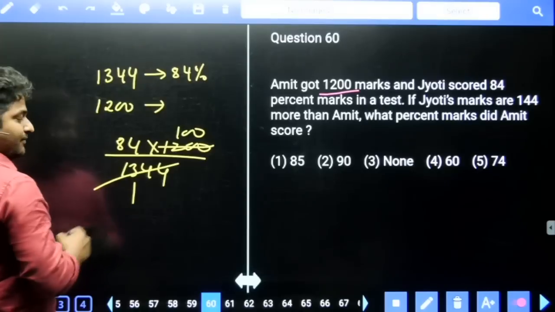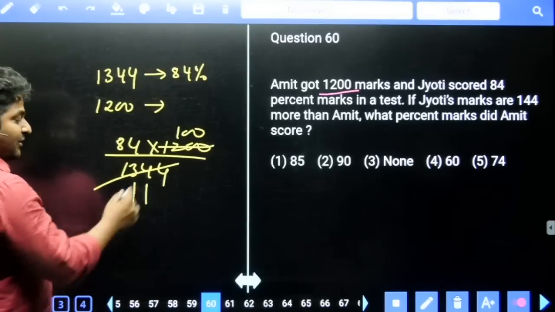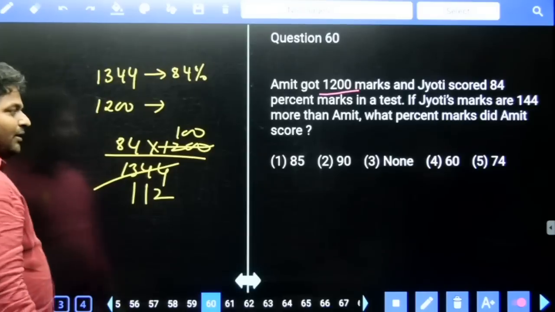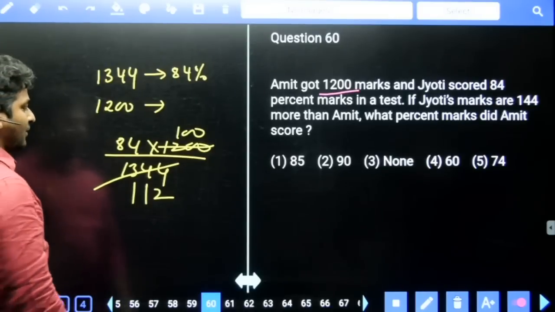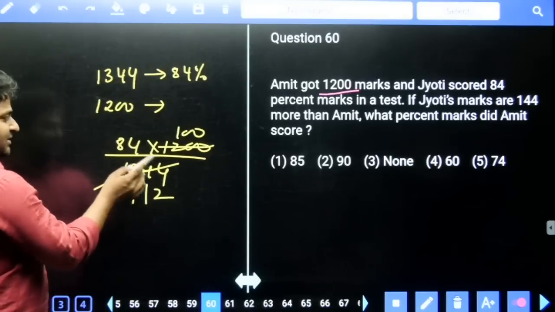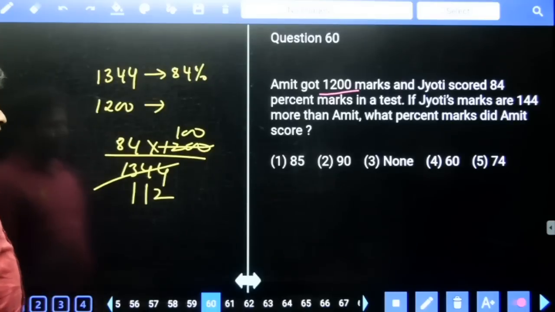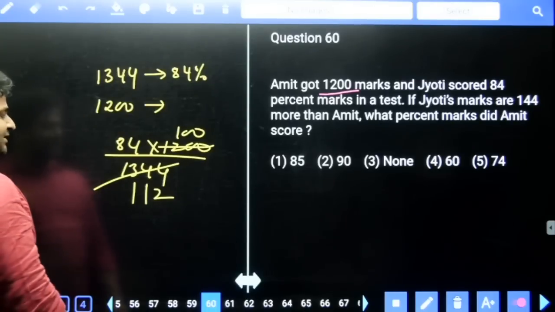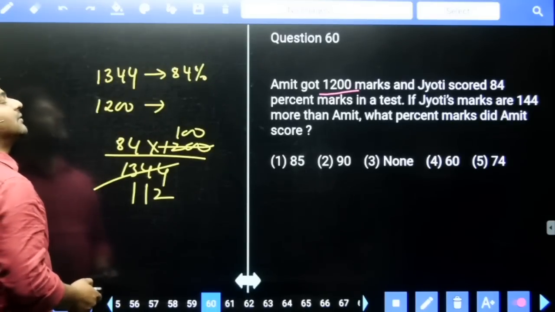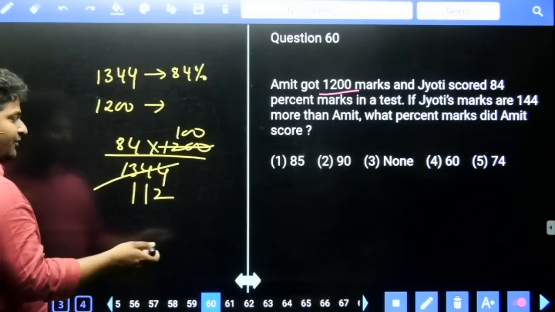12 once, 14 we have 12 once, 24 2 times. Now, half of this number is 42. Cancellation with 4? Yes, it is possible. 7 and 4, yes. 28 is possible.